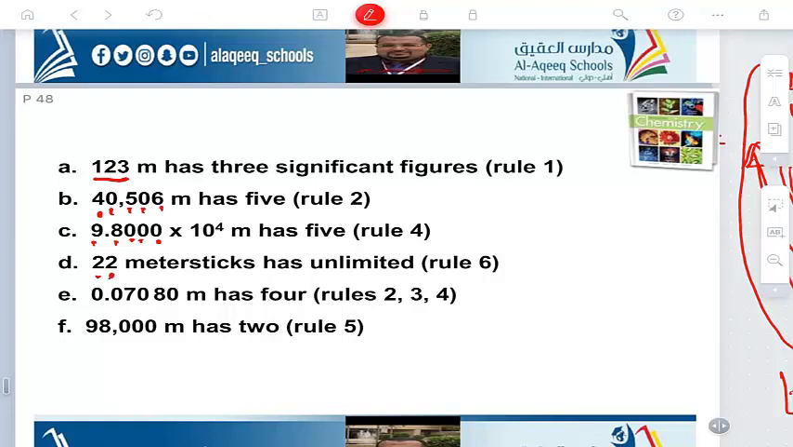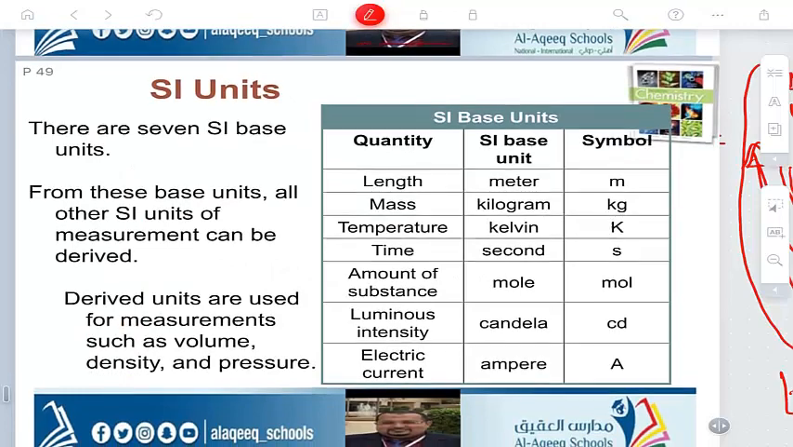What about this? 1, 2, 3, 4 only, because those on the left-hand side are not counted. What about this? We have 2 only, because those zeros are not counted, because we have no decimal point here.